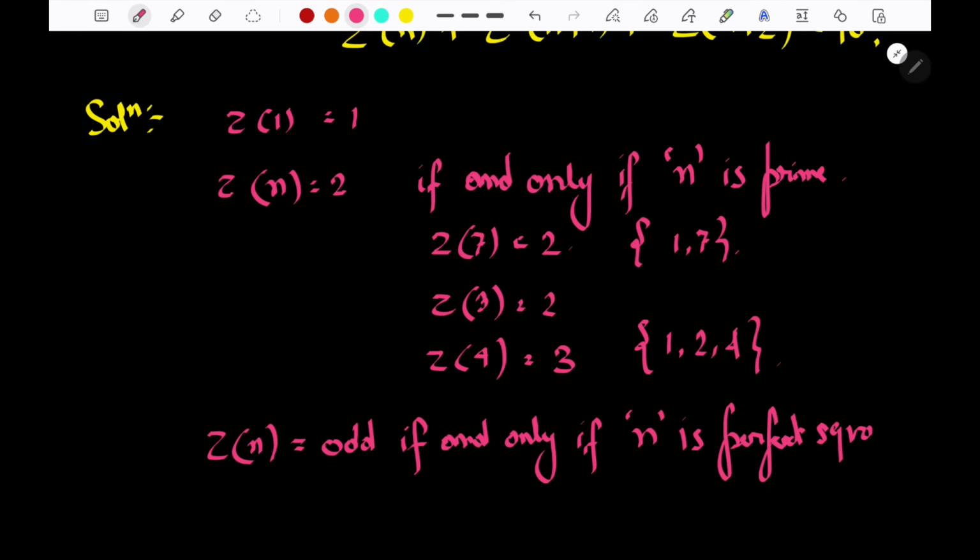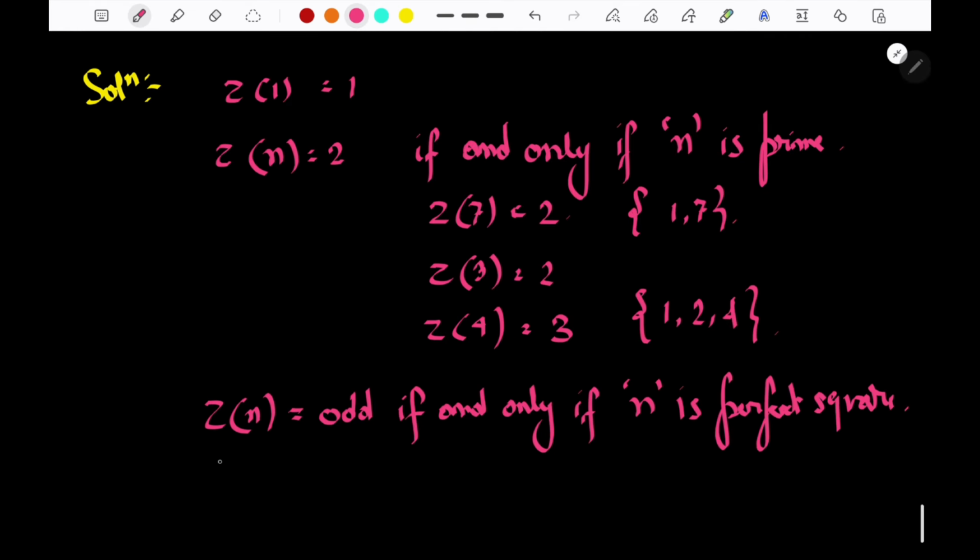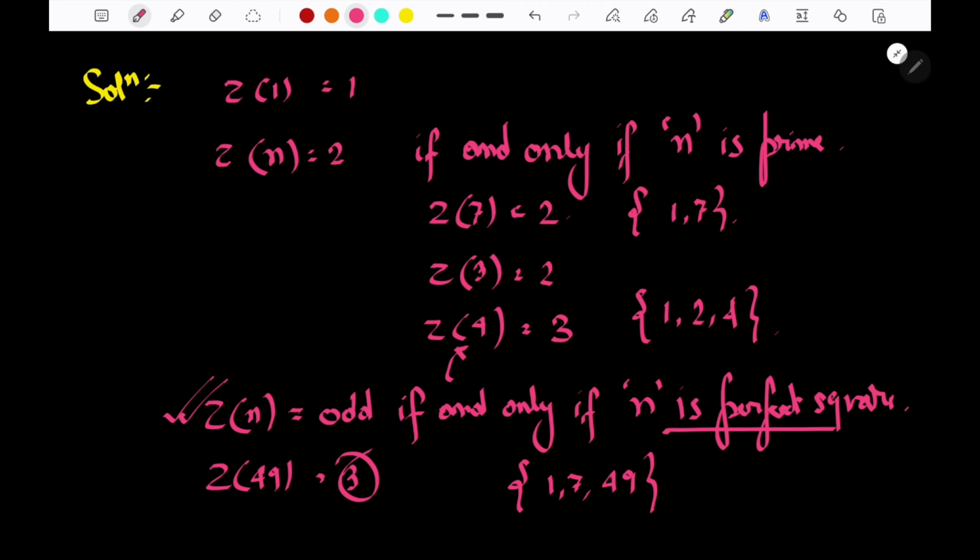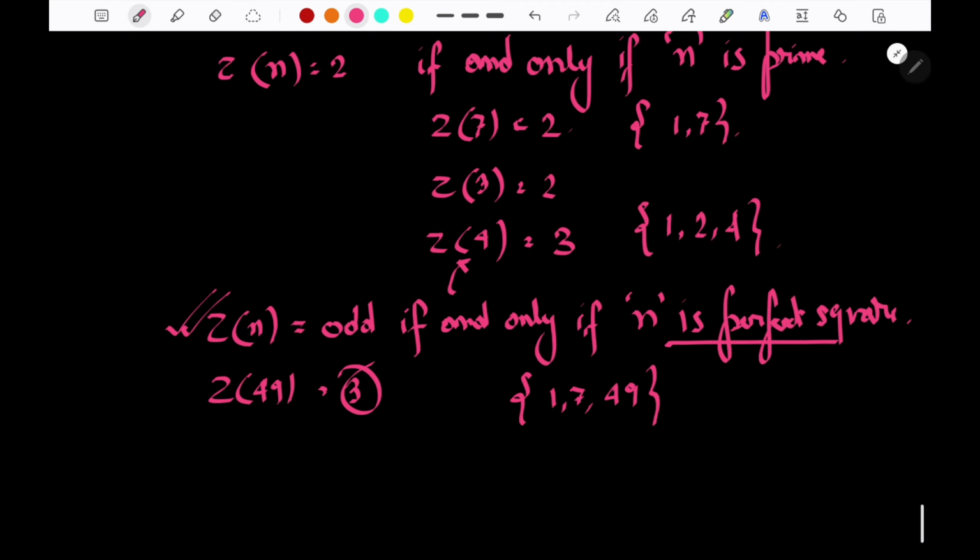Let's check with an example if I have written it correctly. For example, tau of 49. What are the divisors of 49? 1, 7 and 49. So this will be 3. So it is always odd when n is a perfect square. Check here, tau of 4 is again 3. So what does this mean?